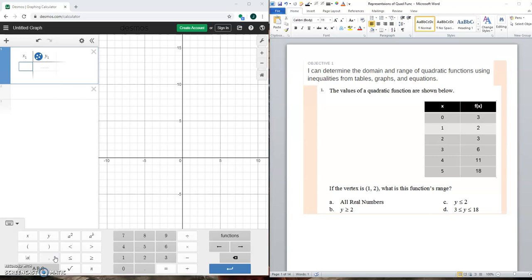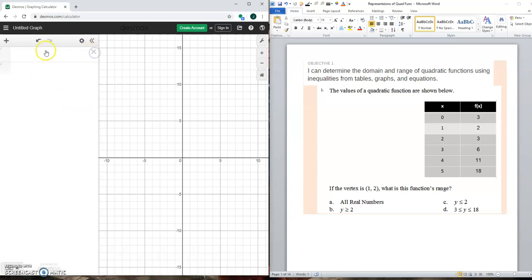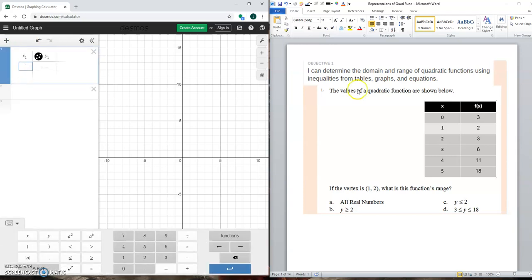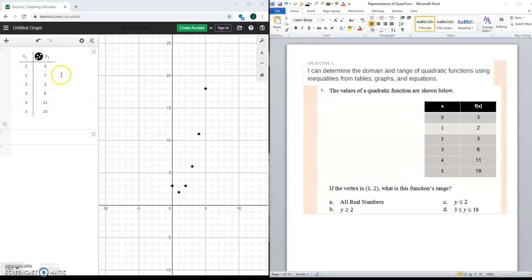The values of a quadratic function are shown below, and it's on a table. For you to be able to see this graph clearly, I suggest using technology and plotting all those points. The question is, if the vertex is (1, 2), what is the function's range? The way you can plug this in is you click on the plus sign, choose a table, and then one by one plug in your coordinates. After plugging in all the coordinates, this is what the graph looks like. And so we can now answer the question.